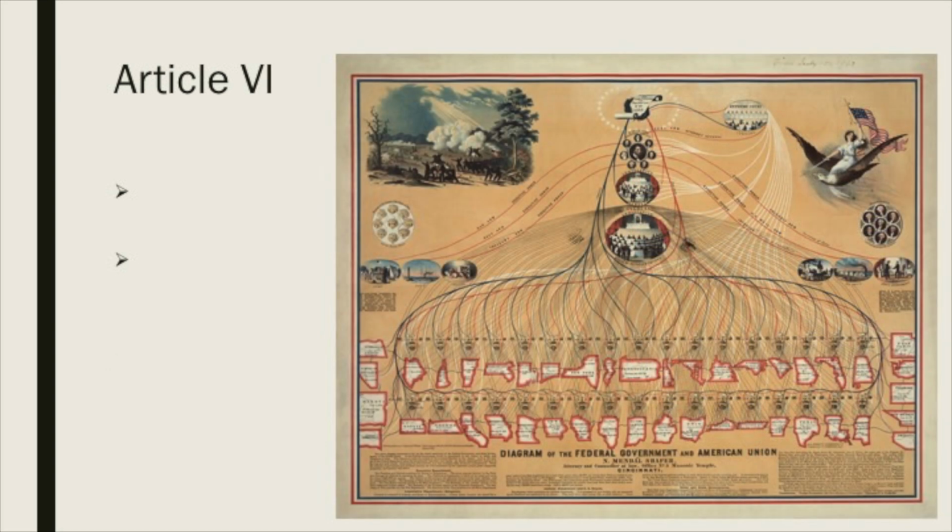Article 6 of the Constitution includes the National Supremacy Clause, which states that the Constitution and national laws and treaties are the highest laws and can override state laws when they are in conflict. It also states that all senators and representatives and members of state legislatures, executive, and judicial officers are bound by an oath to support the Constitution, and that there is no religious test required for any public office.